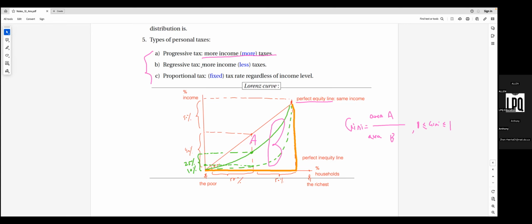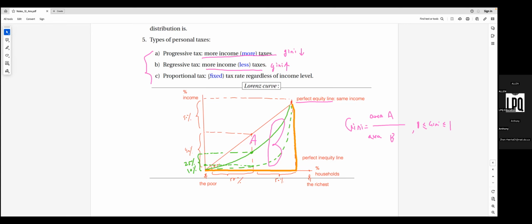So what is a regressive tax system? More income, less tax. This can actually increase the Gini coefficient. So if you do the first one, Gini can be lowered. If you do the second one, Gini will increase.